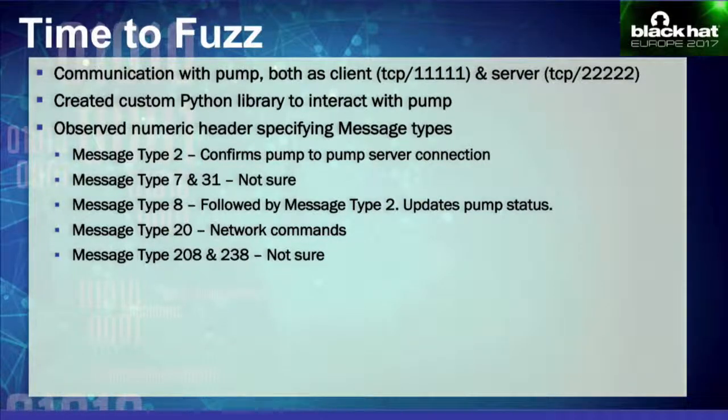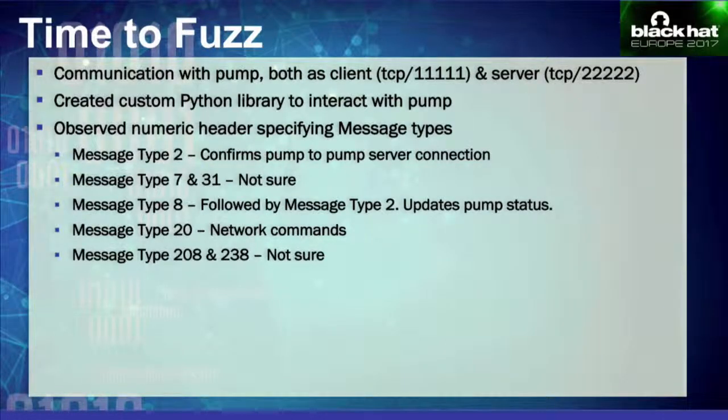There was a message type 2, which confirms to the pump that it is now connected to the pump server. So when I receive an initial request from the Infusion Pump, my fake server sends back a message type 2 and tells the pump that, okay, you are now connected to a pump server. Once that happens, the Infusion Pump starts to send more verbose information. Message types 7 and 31, we're really not sure about. We're still looking into it.